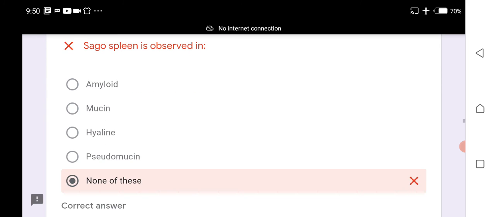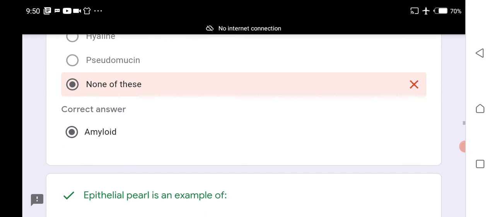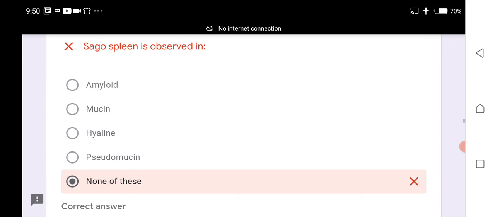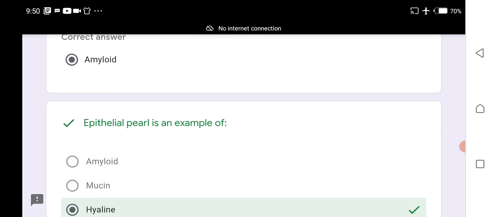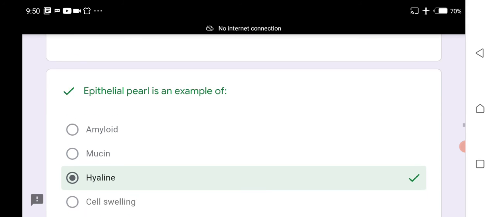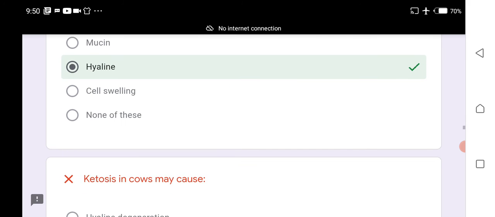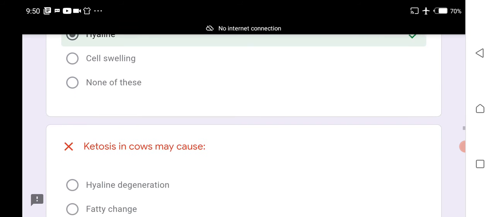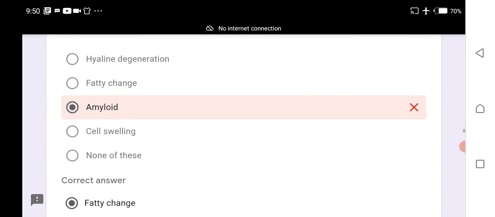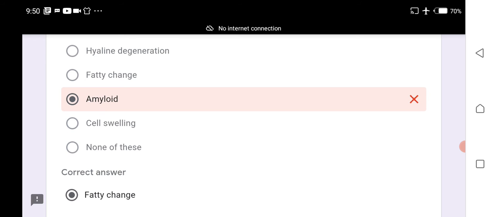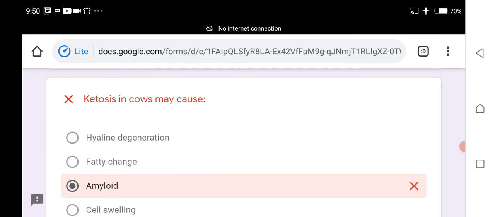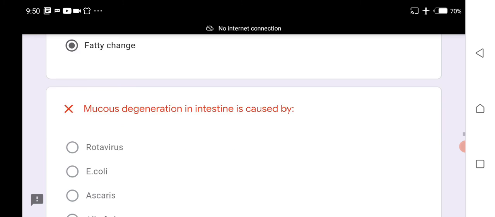Sago spleen is observed in amyloid. Epithelial pearl is an example of hyaline. Ketosis in cows may cause fatty change.